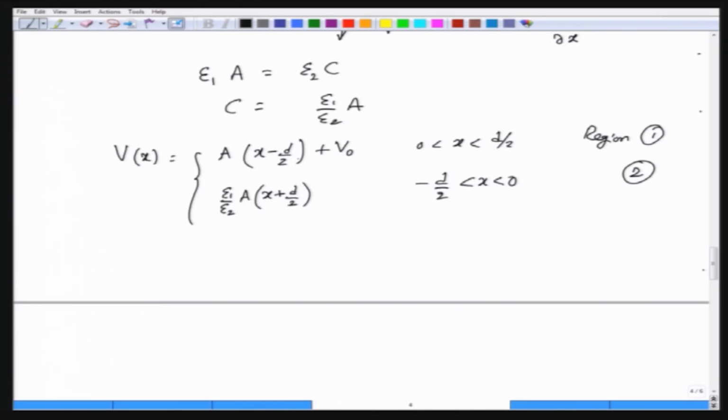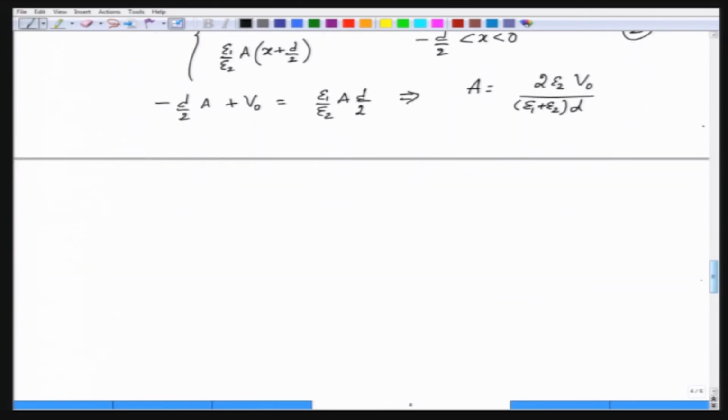So, if you do that one, you will get minus d by 2 A plus V0 must be equal to epsilon 1 by epsilon 2 A at x equal to 0, that will be d by 2, right. Now, this equation allows me to find out what is A. If you solve this equation, you will see that A is equal to 2 epsilon 2 V0 divided by (epsilon 1 plus epsilon 2) into d. Okay. Now, I have found out all 4 constants and my solution is now complete.